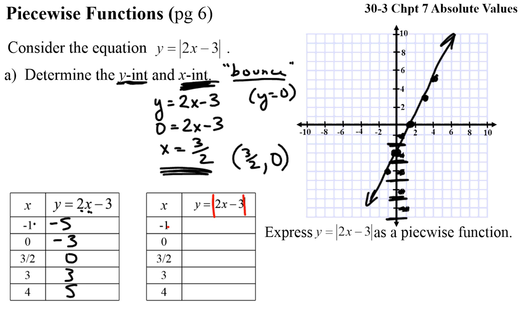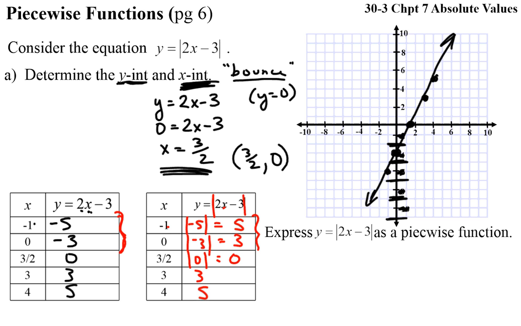Well, if I do the same thing now with the absolute of 2x minus 3, I'm going to do the same thing, plug -1 in. 2 times -1 is -2, minus 3 is -5. But we want the absolute of -5, which is equal to 5. 0 when you plug in is the absolute of -3, which is just 3. 3/2, plug it in, we get the absolute of 0, which is 0. Plug the 3 in, we get 3. Plug the 4 in, we get 5. And again, because it was the absolute, our negative y's became positive.